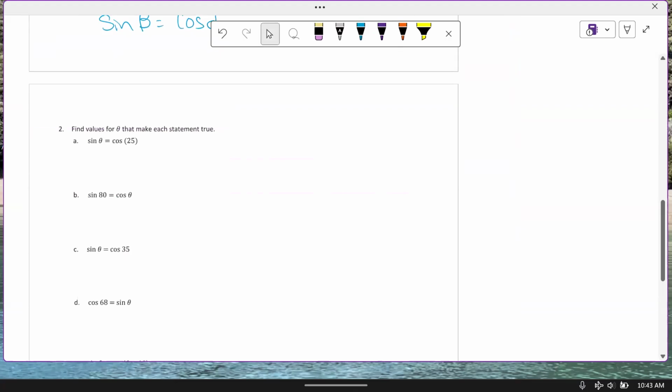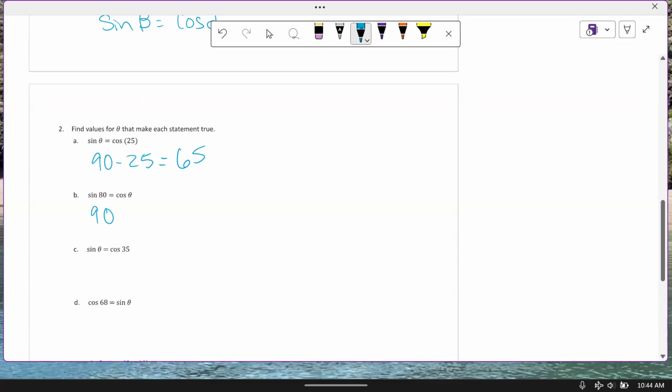Now, this part we didn't do in class, so I want you to watch me do part A and then go try the rest on your own. I'll do part A, you pause the video and try the rest on your own. Sine of theta equals cosine of 25. Remember, these are two angles that add up to 90 degrees. So what you do, 90 minus 25 gives you 65.